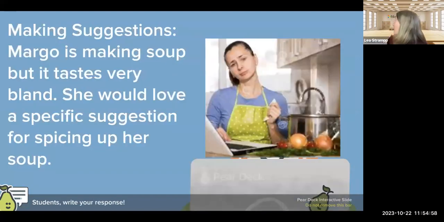All right, welcome back. Now we're going to try making specific suggestions. Margot is making soup, but it tastes very bland. She would love a specific suggestion for spicing up her soup. We don't know what kind of soup Margot's making, so this is where your creativity can come into play. How can you provide Margot with specific feedback about a way to improve the flavor of her soup? Any suggestion, any kinds of ingredients that you suggest are suitable. But really just the format of how you provide this information is important. So go ahead and hit pause on this video, and then you can go ahead and put your response in the discussion forum reply.